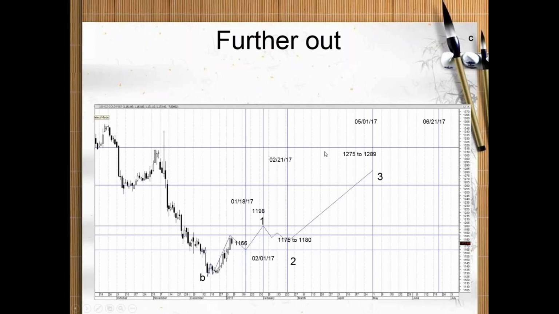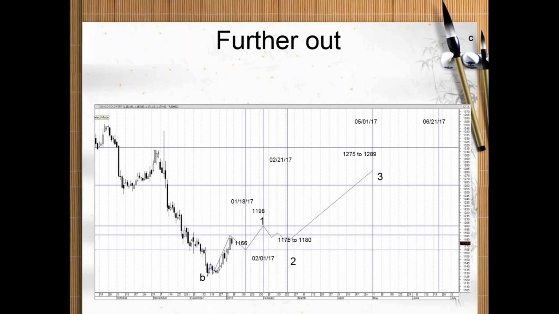And that's why my price targets are 1275 to 1289. That's a relatively conservative projection, and that's coming in on May 1st. I have a lot of confidence in these vertical line points in time. I am not certain, I didn't run the cycles out further, other than to give me a time point. I don't have a corresponding price level there.